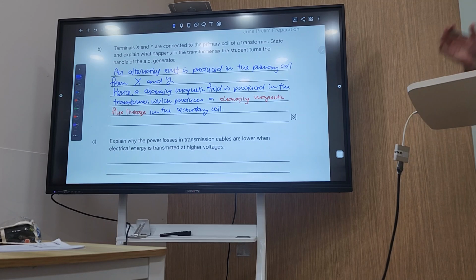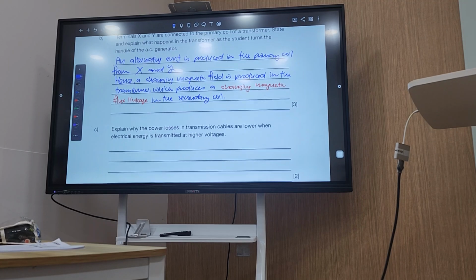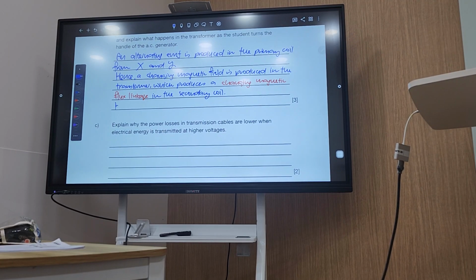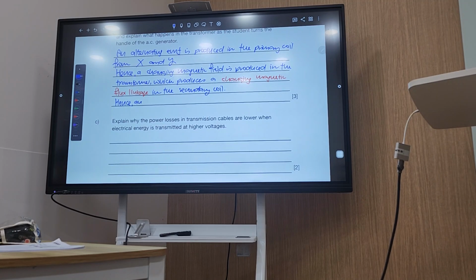Your transformer is not just the iron core. Your transformer is the iron core and the two coils. So talk about the coils as well. We show the changing magnetic flux linkage in the secondary coil, and then of course our favorite Faraday's law. Hence, an alternating EMF is induced in the secondary coil.